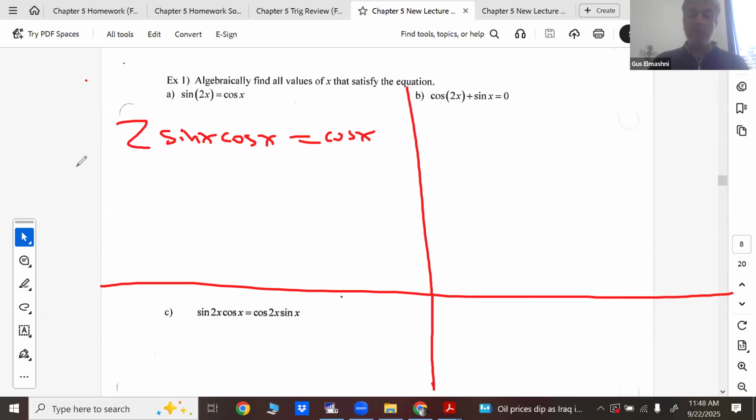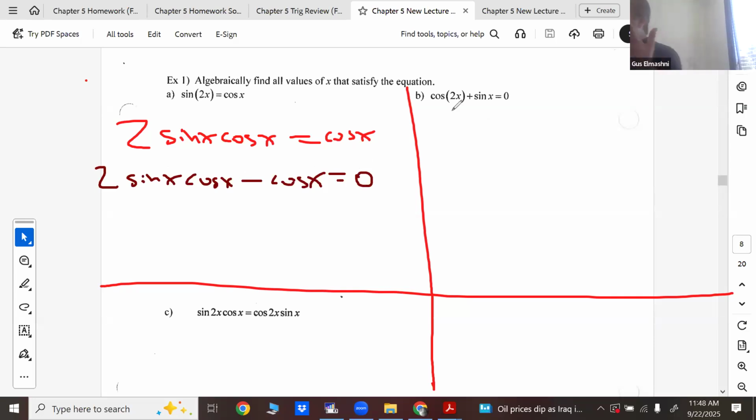By the way, please do not do this. Why is that not cool, what I just did? You're going to lose a solution. You've got to move that cosine x over, and then factor out. I'll let you guys do the rest at that point.